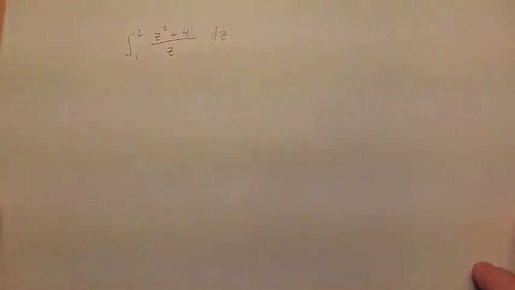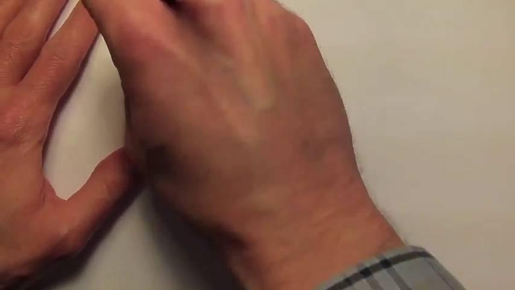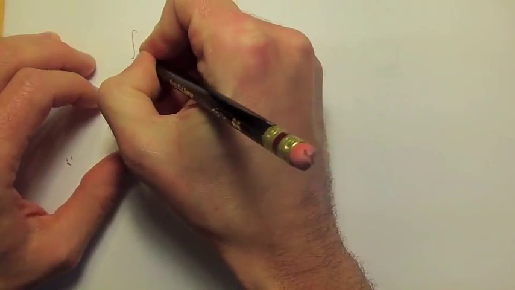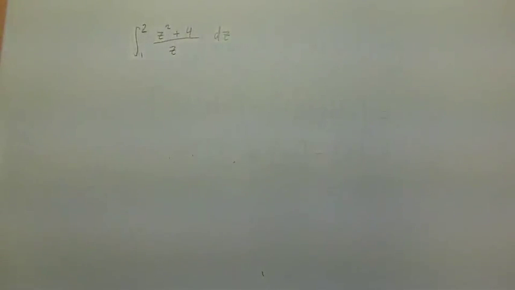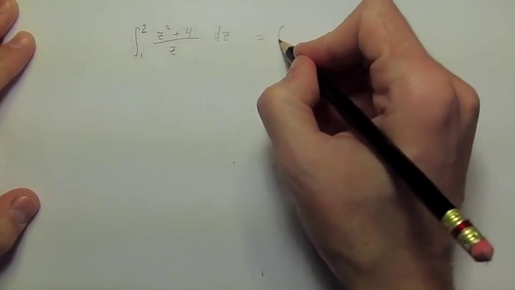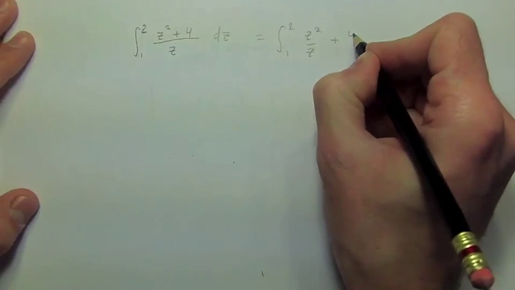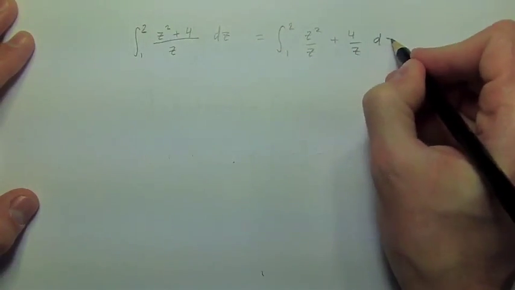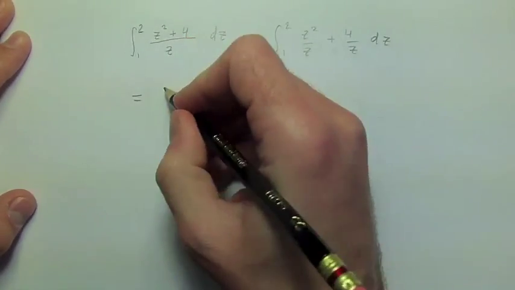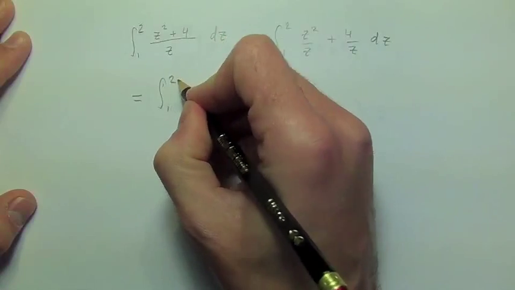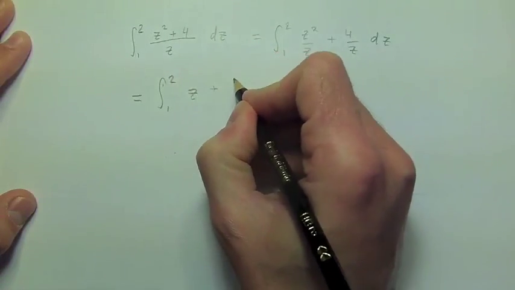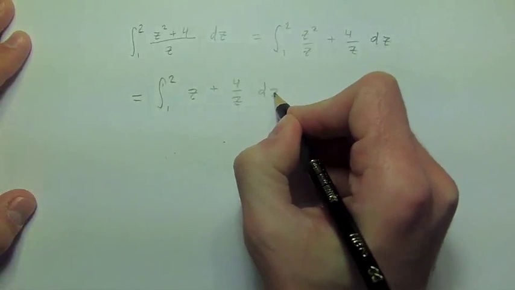Okay. Here's another example. Let's say we're looking at the integral from 1 to 2. Let me rewrite this so it's a little more clear. Of z squared plus 4 all over z. So once again, this is very much like what we looked at a couple examples ago. We're actually going to have to simplify this. This is the integral from 1 to 2 of z squared over z plus 4 over z dz. Okay, so this will be the integral from 1 to 2 of z plus 4 over z dz.